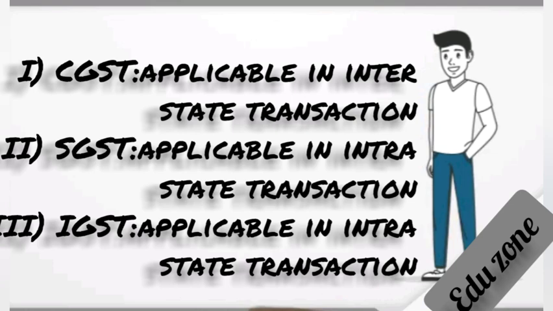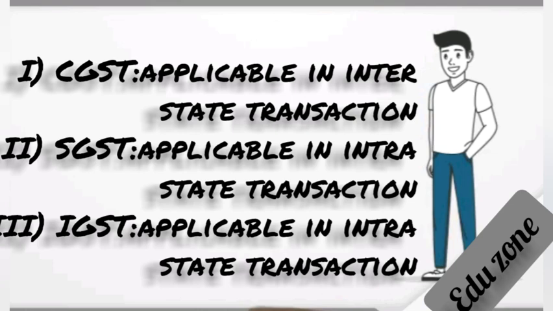Therefore, if the rate of GST is equal to 18%, then the rate of central GST or CGST is equal to 9%, and the rate of state GST or SGST is equal to 9%, as I told you earlier. So you must note all this that I am saying, as it is very important for the exercise.